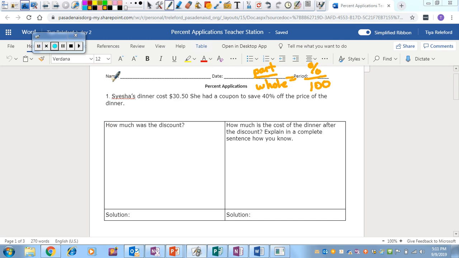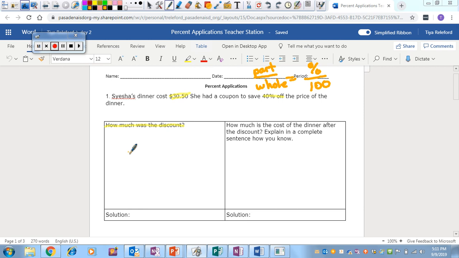It says, Saisha's dinner cost $30.50. She had a coupon to save 40% off the price of the dinner. There's no question yet. It's just giving us information. The first question says, how much was the discount?